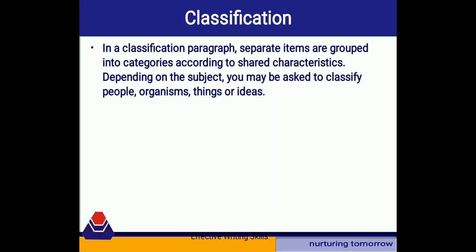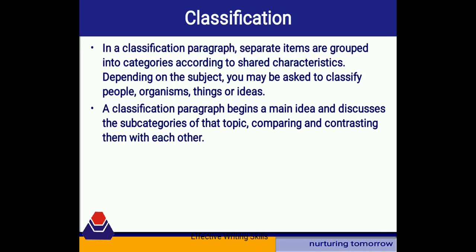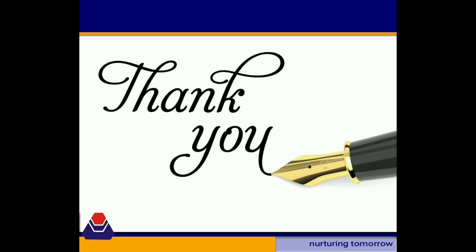Classification. In a classification paragraph, separate items are grouped into categories according to shared characteristics. Depending on the subject, you may be asked to classify people, organisms, things, or ideas. So, this begins with a main idea and discusses the subcategories of that topic, comparing and contrasting them with each other. So, this was all about sentences, and the remaining sentences we'll discuss in the second year of your study. I hope this much is clear to you.